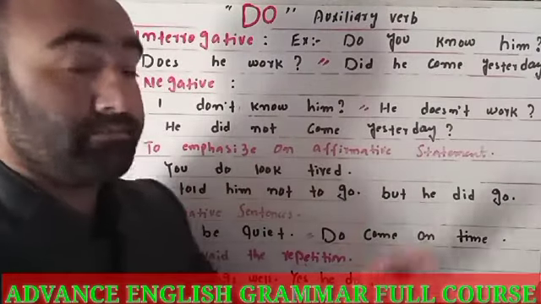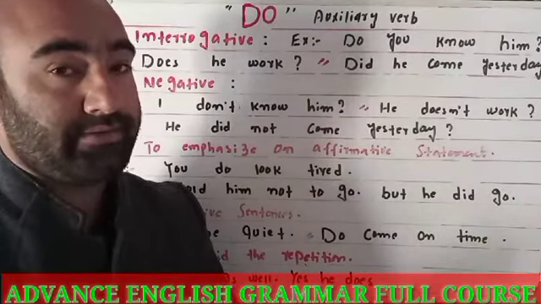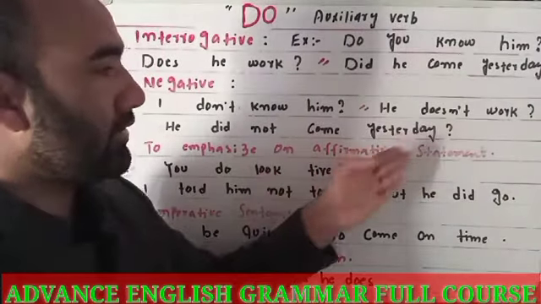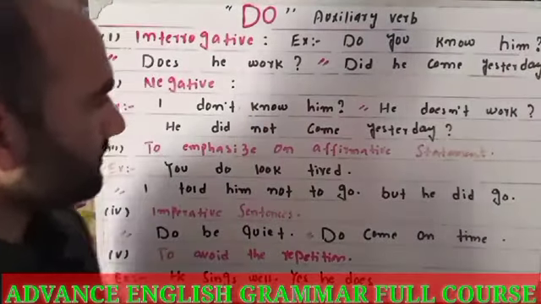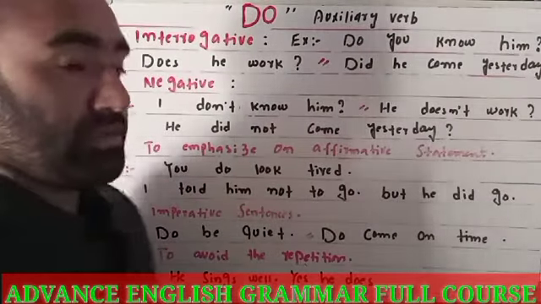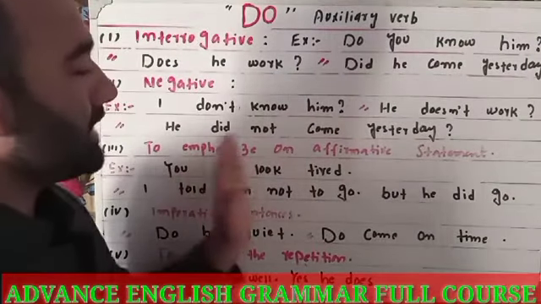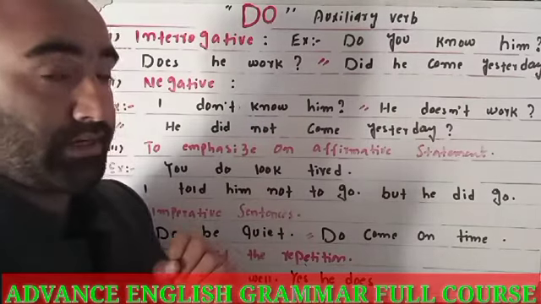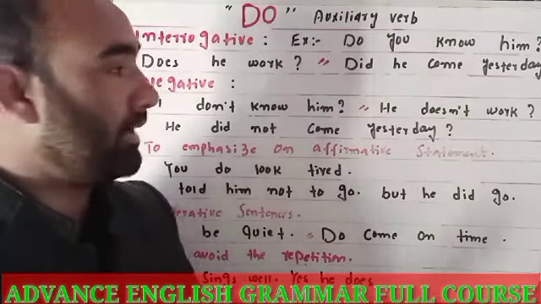He did not come yesterday. These are all negative sentences. In this case, we can use doesn't, don't, and did not. And did not we use with all the subject pronouns. He did not come, they did not come, we did not come, I did not come, you did not come, she did not come, he did not come, it did not come.